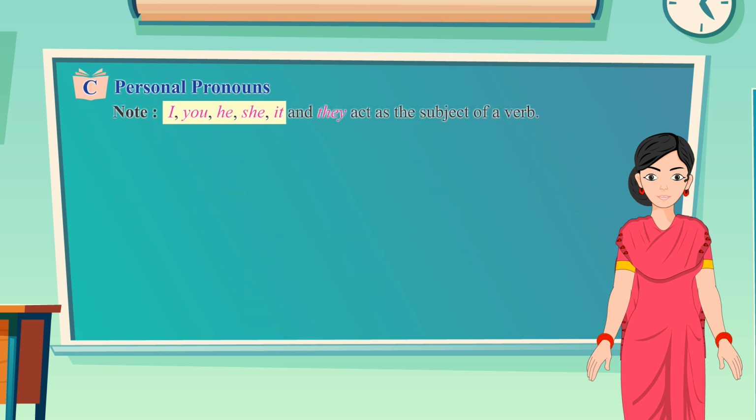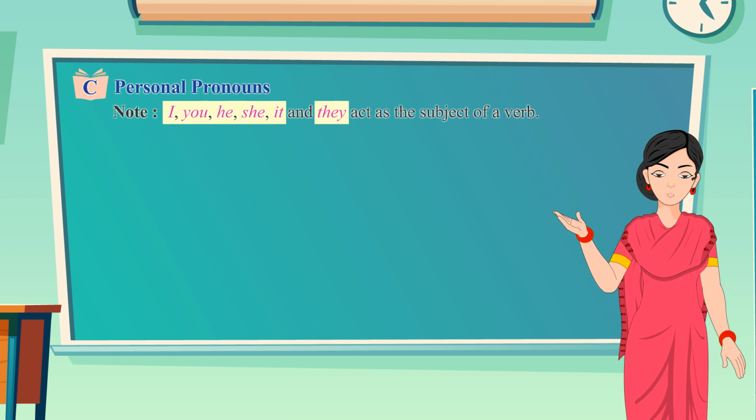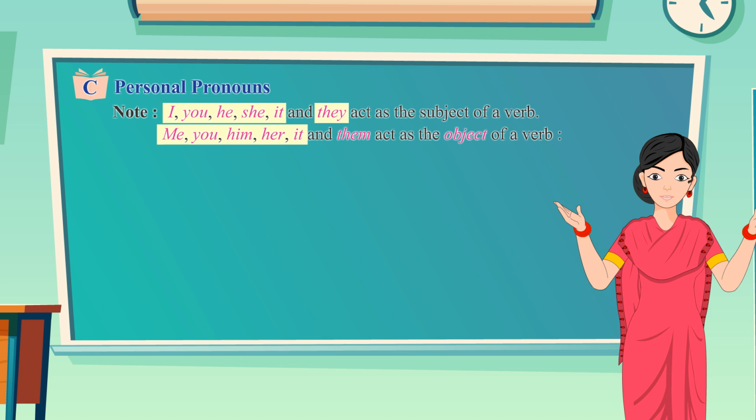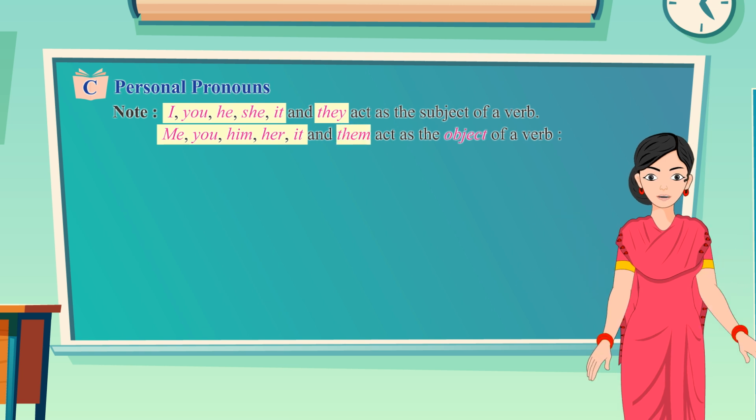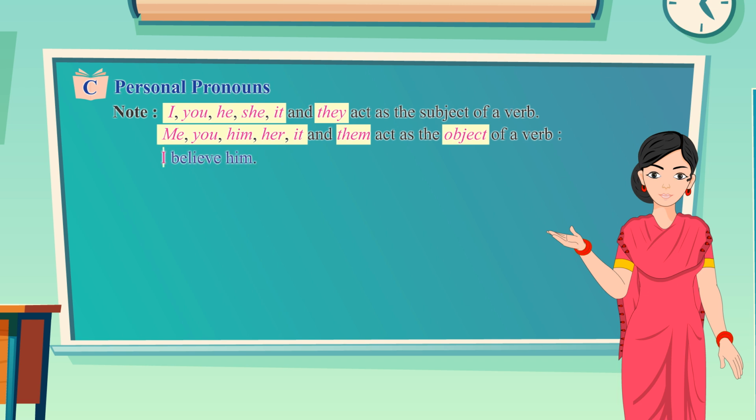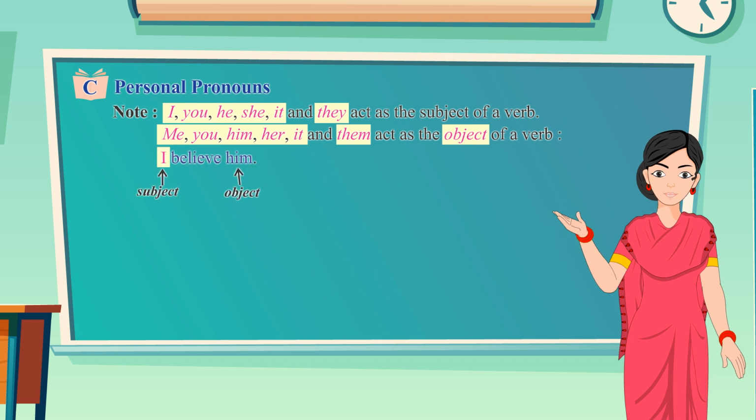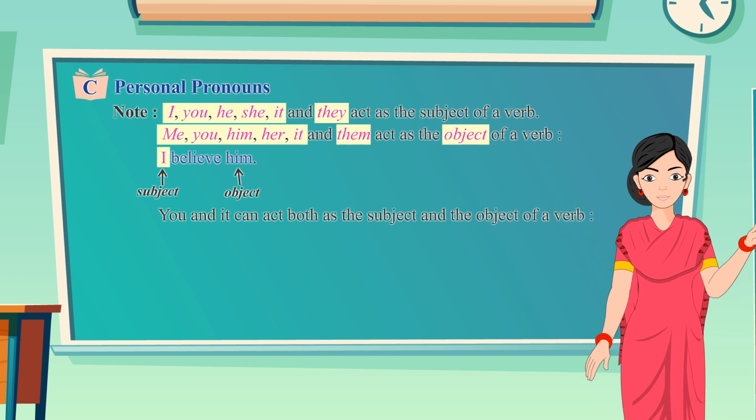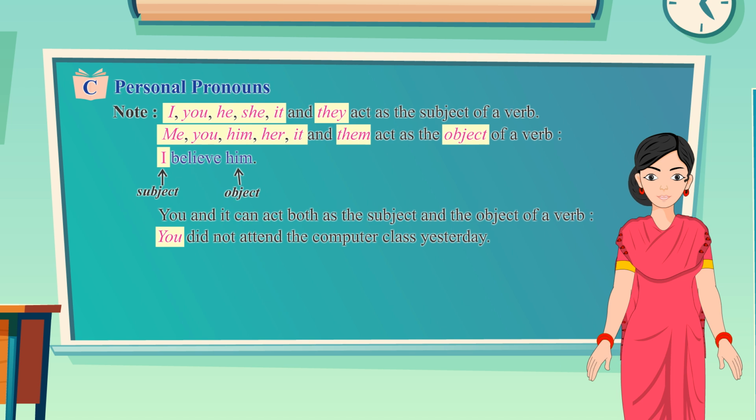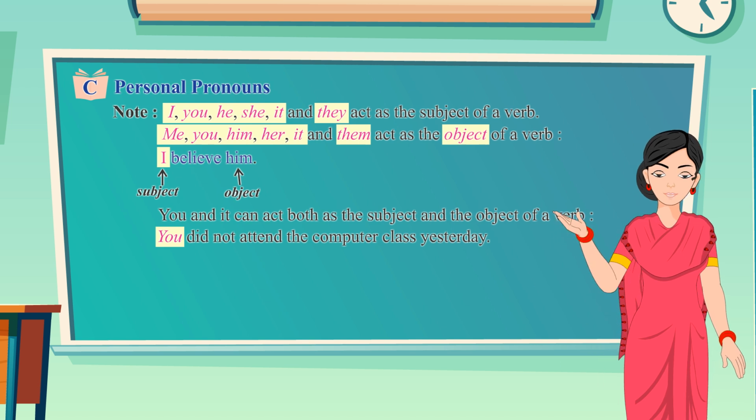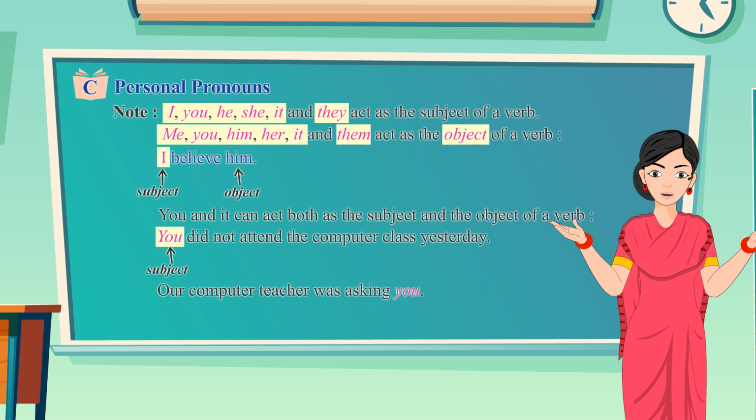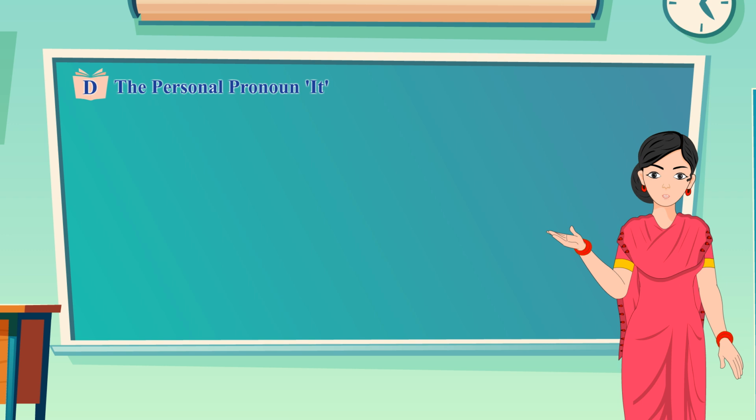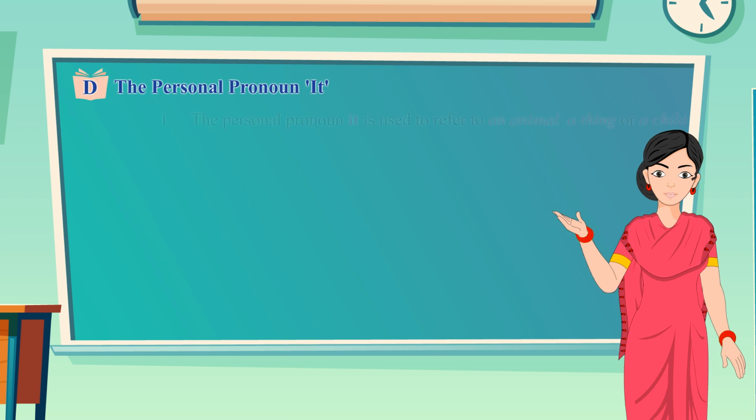Note: I, you, he, she, it, and they act as the subject of a verb. Me, you, him, her, it, and them act as the object of a verb. I believe him. Subject, object. You and it can act both as the subject and the object of a verb. You did not attend the computer class yesterday. Subject. Our computer teacher was asking you. Object.